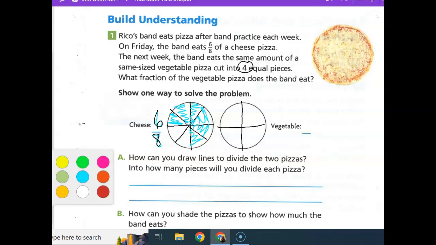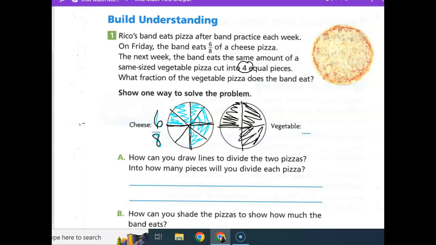And let's look at our drawing. Here is our little center line. So we're going to shade everything above the center line. And then we're going to shade this area, which is half of the bottom. So we had 4 pieces and we ate 1, 2, 3 of them.